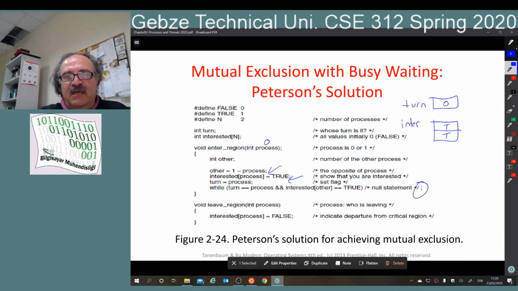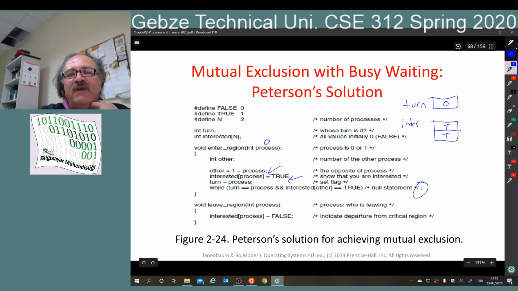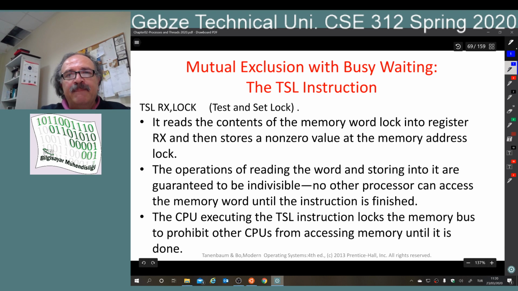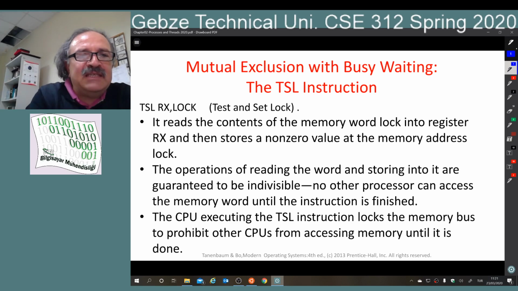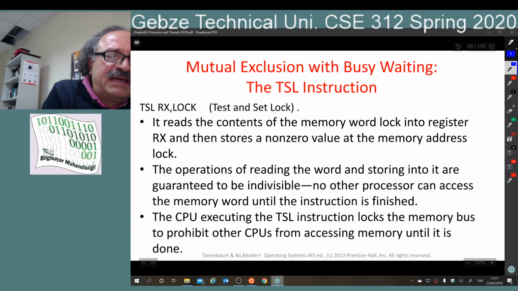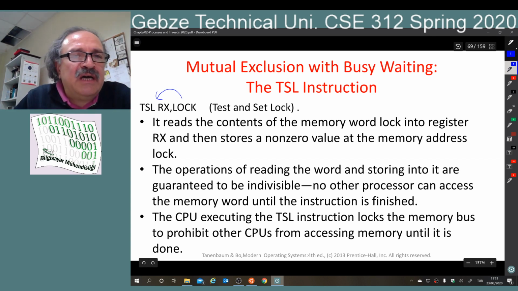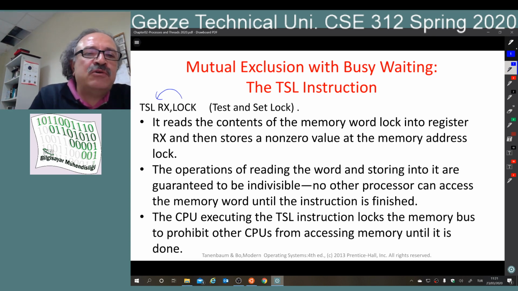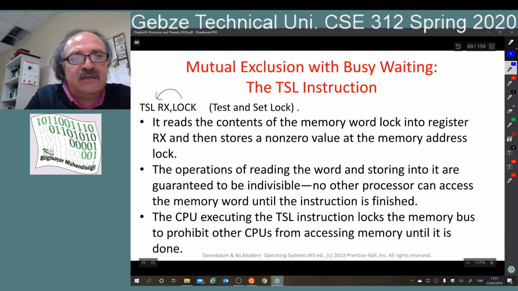Is there anybody else interested in this region? I am interested. Anybody else? Is it my turn? Can I enter it? So 2 questions at the same time. I need these 2. But if I had an instruction like this one, TSL, a special instruction supported by the CPUs, then I didn't need Peterson's algorithm at all. TSL does this, okay? It reads the contents of the memory word lock into this register, Rx, and then it stores a non-zero value at the memory address lock.